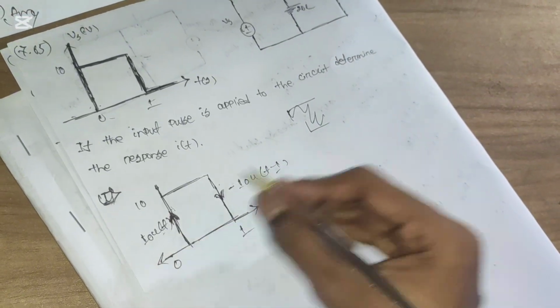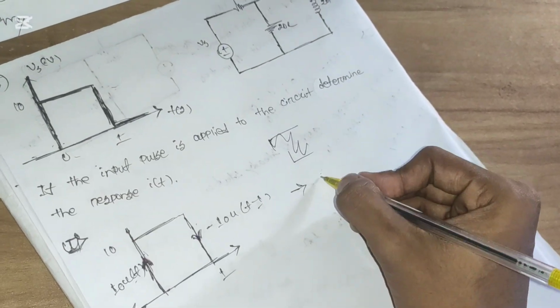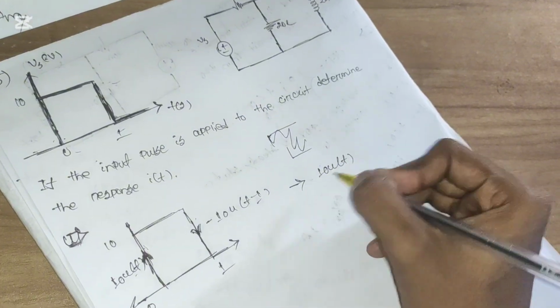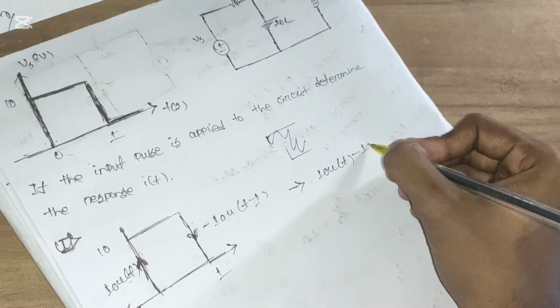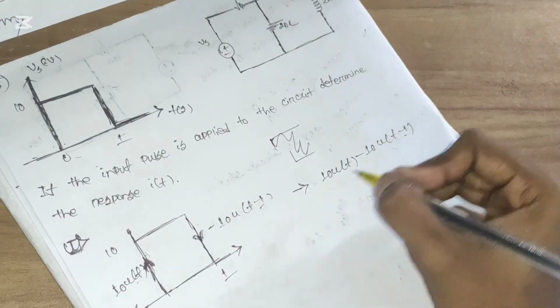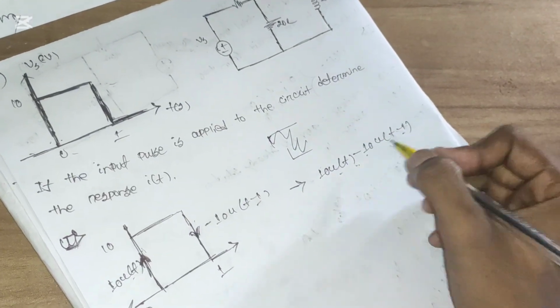It was u(t) minus 0. So the current amplitude will be what? 10 u(t) plus minus 10 u(t minus 1). So the equivalent will be minus 10 u(t minus 1). The amplitude will be this: 10 u(t) minus 10 u(t minus 1).